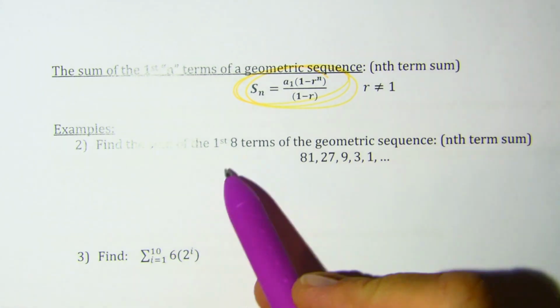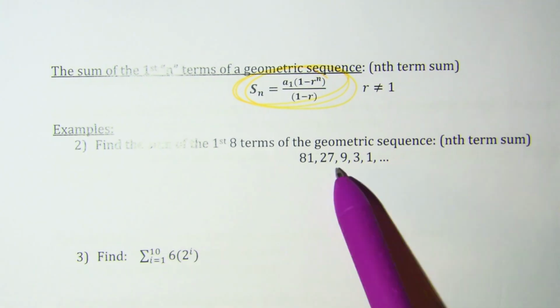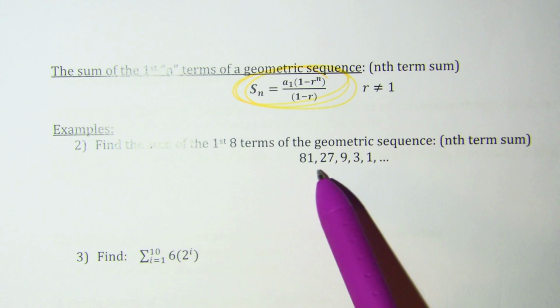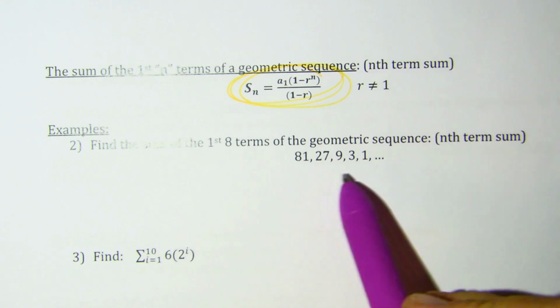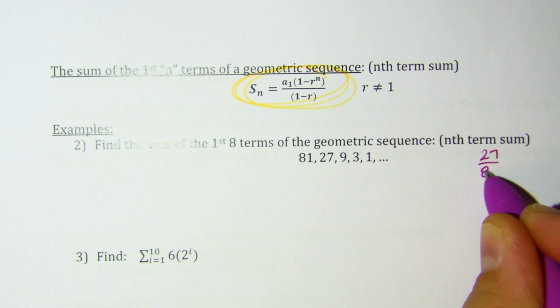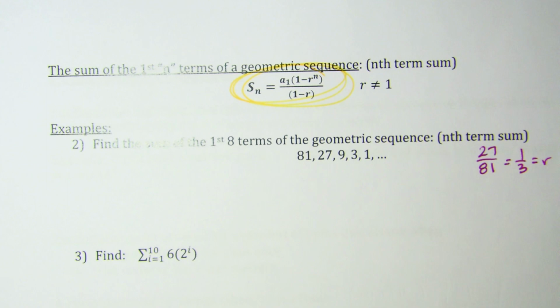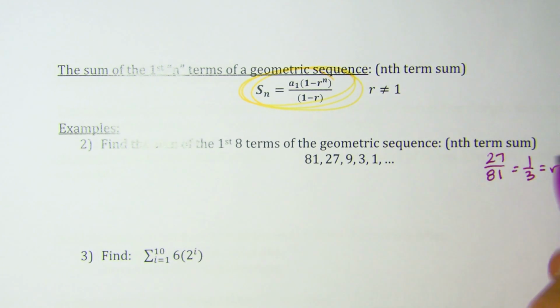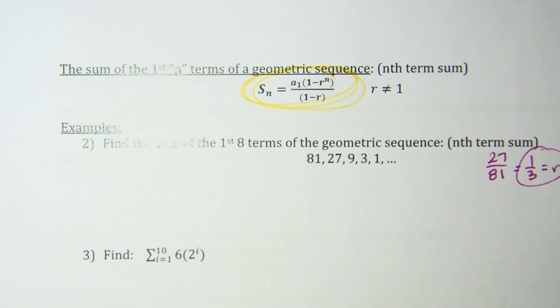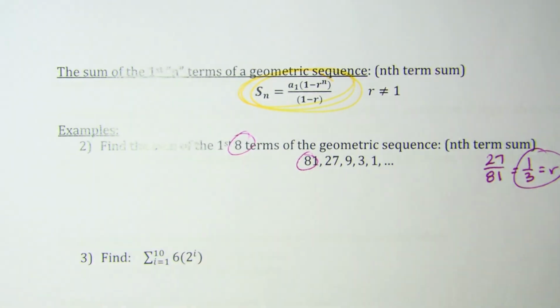So here we want to find the sum of the first 8 terms of the geometric sequence, 81, 27, 9. If I want to find the common ratio, 27 over 81 simplifies to 1/3. That's my common ratio. So I have my common ratio, and my first term is 81, and I want to find the first 8 terms.